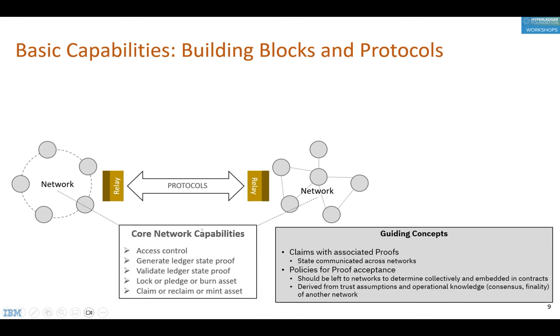There are things that we need the core networks to support, things like the ability to lock assets, be able to generate ledger state proofs, to do asset control, and so on. And what is relevant to asset transfer, they ought to be able to burn assets, they ought to be able to mint assets, and also lock assets.